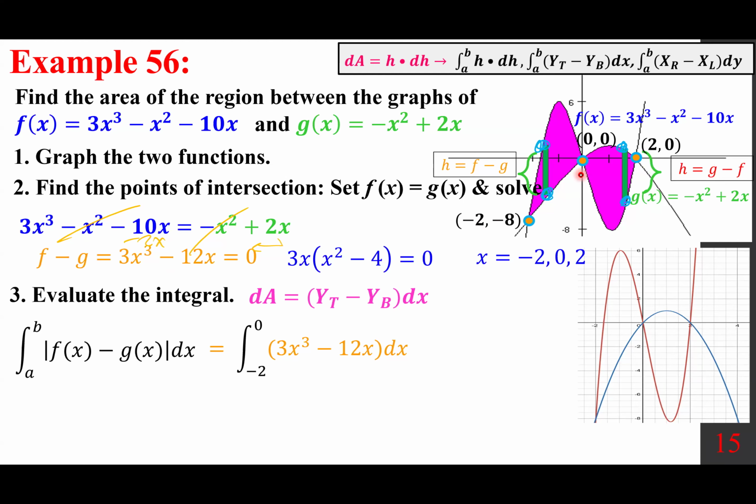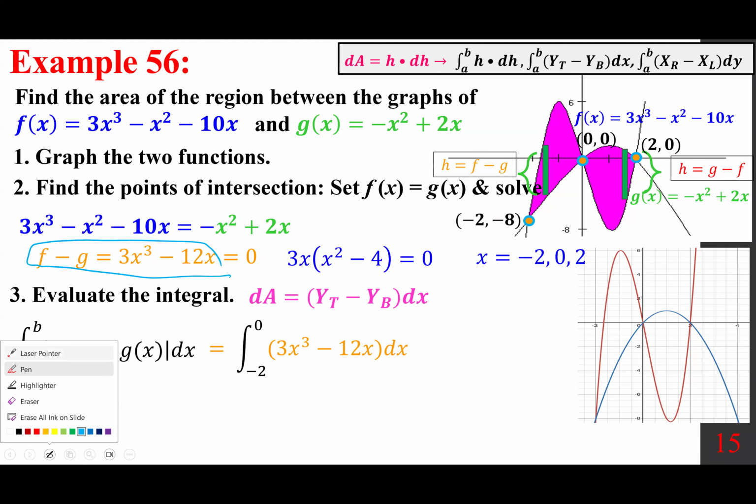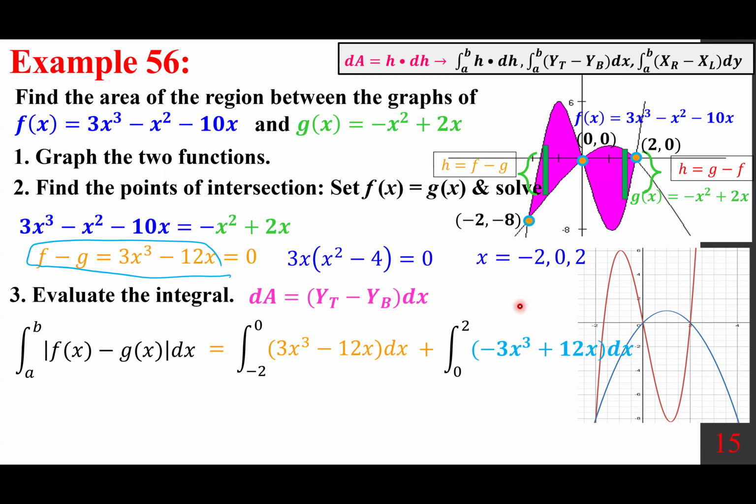On the other hand, if you look at this one, it is g minus f, because it's the top. G minus f is the opposite of this one. G minus f is minus 3x cubed plus 12x. So the integral of that from 0 to 2. So that is really the point of this question. The rest is fairly easy.